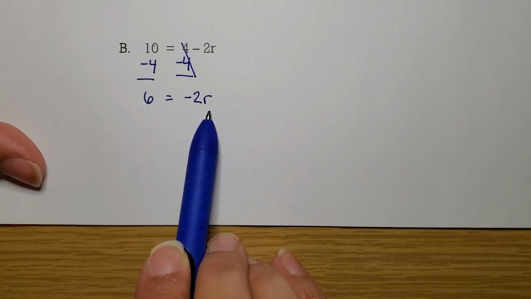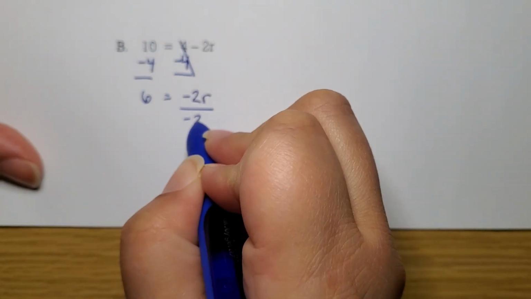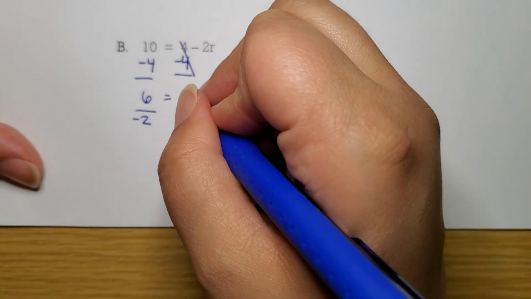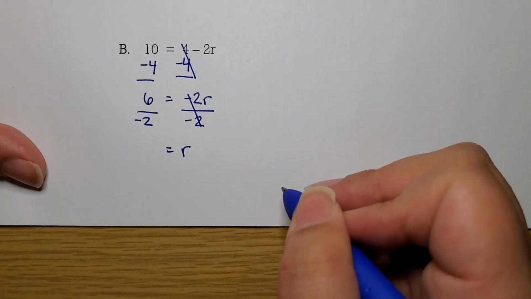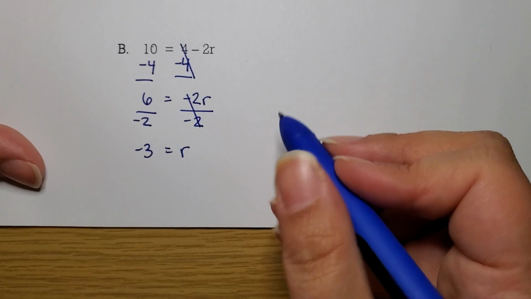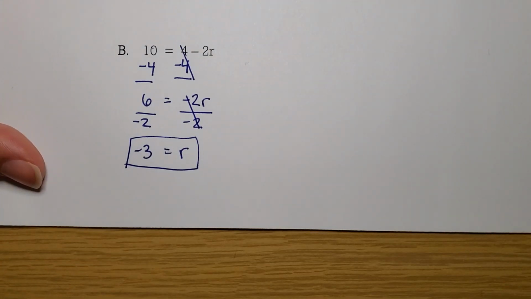So I want to undo that times. To undo multiplication, I'm going to divide both sides by negative 2. When I divide by negative 2, I get just the r on the right, and 6 divided by negative 2 is negative 3. So that means for my answer, I get that r is negative 3.